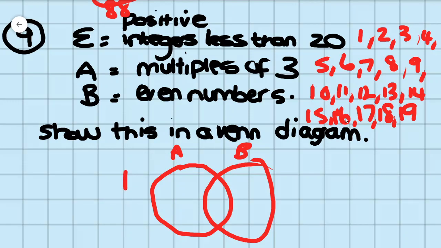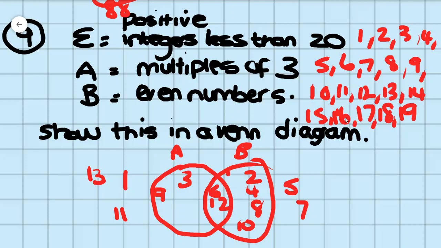So 1 is neither, 2 is even, so it goes in here. 3 is a multiple of 3 but not even. 4 is even, 5 is neither, 6 is both, 7 is neither, 8 is even, 9 is a multiple of 3, 10 is even, 11 is in neither, 12 is both, 13 is in neither, 14 is even, 15 is a multiple of 3, 16 is even, 17 is neither, 18 is in both, and 19 is neither. So I've got 19 numbers there in my Venn diagram.